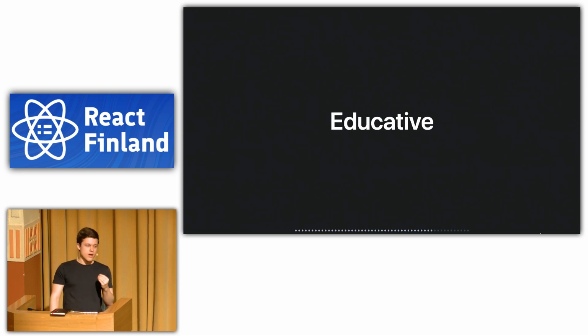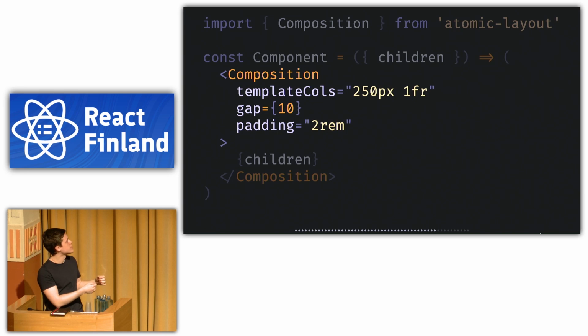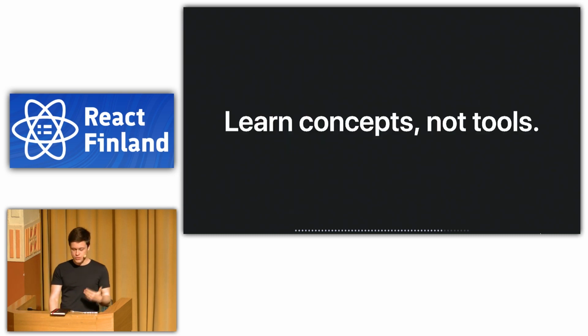And also, one of the main goals would be that atomic layout is meant to be a fun way to learn CSS grid. This is the reason why the API and the props you write and the values you give, they resemble CSS close to one-to-one. Because I want you to learn concepts, not tools. Concepts that you can apply even without any libraries, just with raw CSS or even thinking patterns.